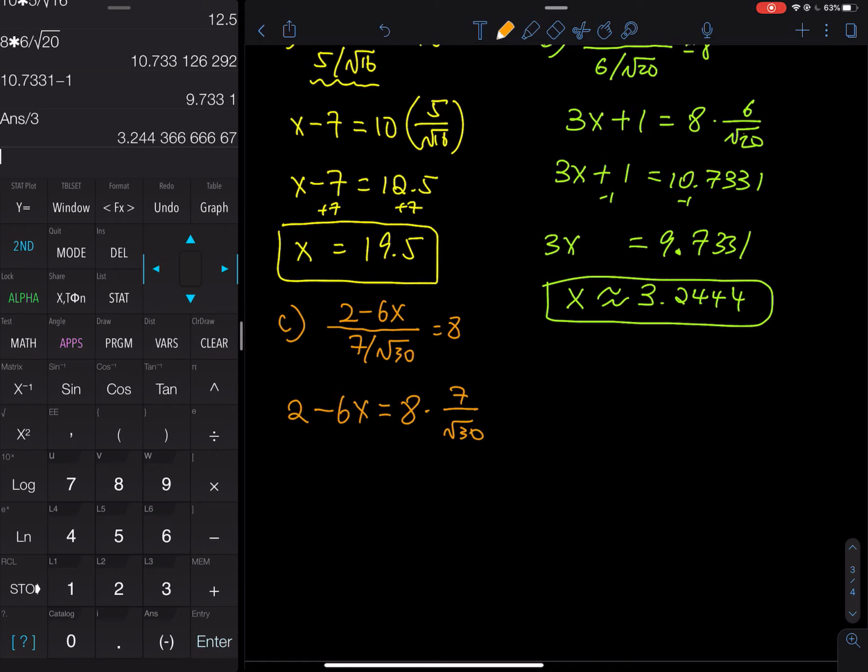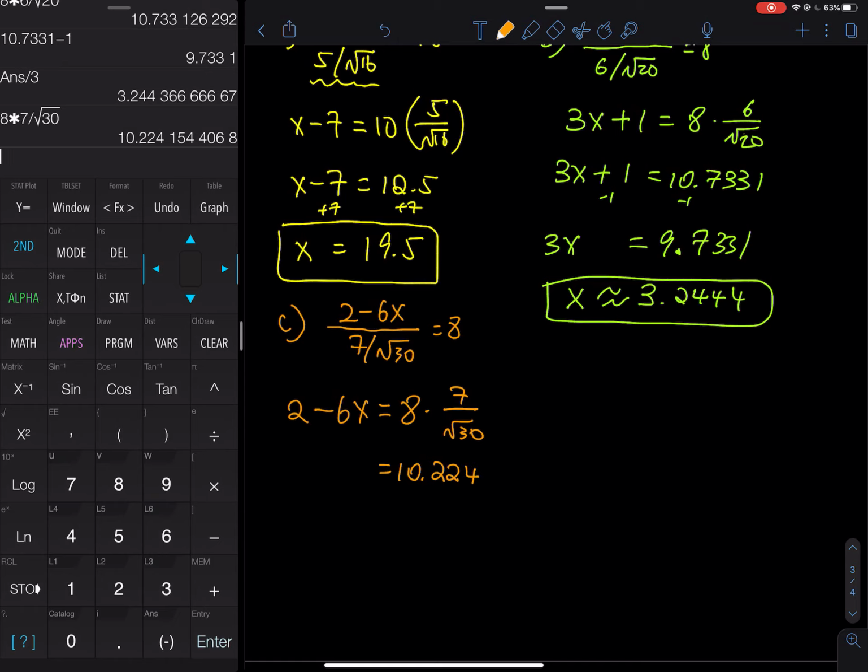So 8 times 7 divided by, second, hit the x square key and then type 30. Need to approximate that. So that is 10.2242. And then 2 minus 6x. Subtract 2 on both sides.